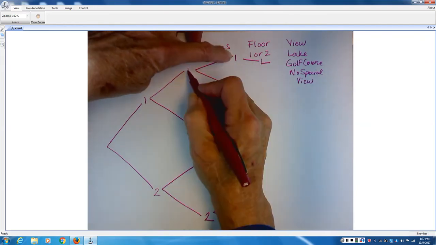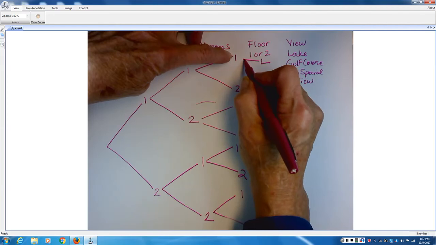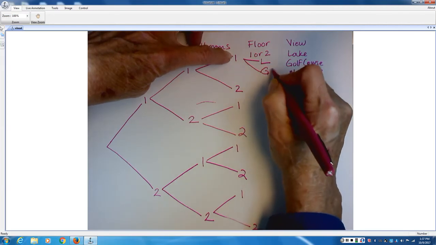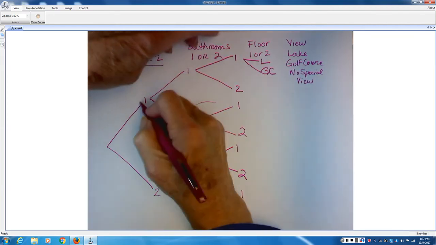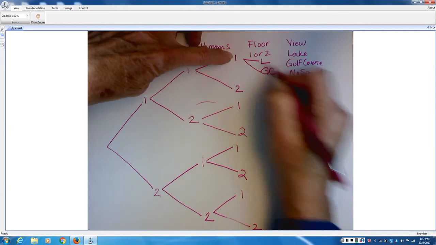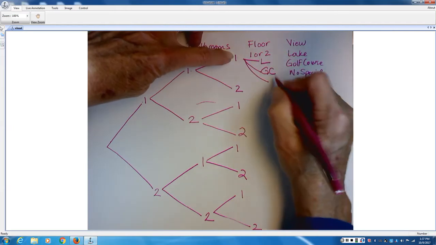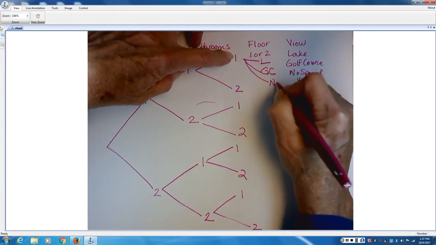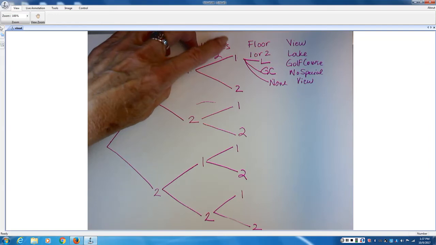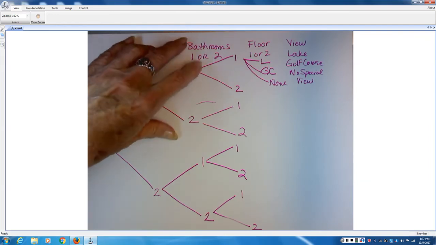1 bedroom, 1 bathroom, first floor, golf course view. 1 bedroom, 1 bathroom, first floor, facing the alley, or whatever, facing into your neighbor's living room.